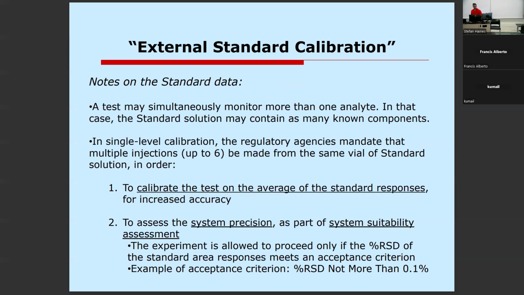And of course, it shows if your standard preparation was good, if you make good samples, if you are pipetting things properly, if you're rinsing things properly, it shows that you're getting good relative standard deviations. So yes, they might have a criteria of percent RSD not more than 0.1%.